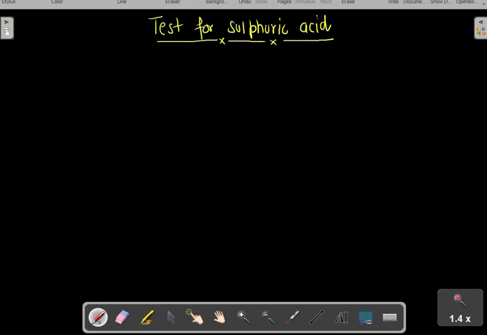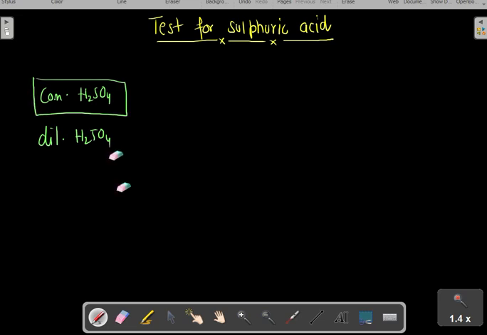Today we will discuss the test for sulfuric acid. This topic will be discussed in two parts, that is the test for concentrated sulfuric acid, concentrated H2SO4, and the dilute H2SO4. Firstly I am going to discuss the concentrated sulfuric acid. Here we can do two tests for the concentrated sulfuric acid.